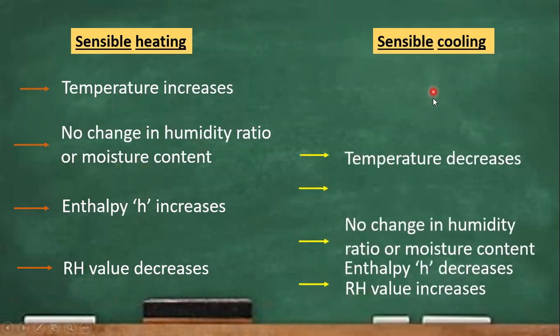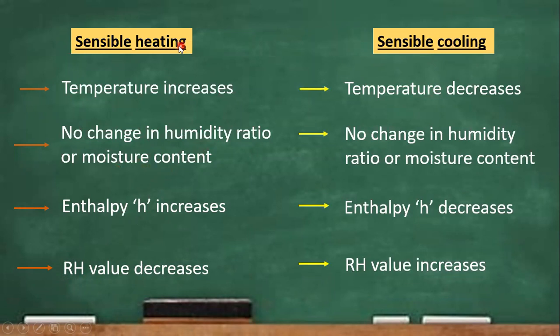Sensible cooling, cooling is exactly the opposite of heating. So where it is increasing, obviously here it decreases. As I told you, sensible heating as well as sensible cooling are represented by a horizontal line on the chart. So there is no change in moisture content in both cases. It is the same condition. But coming back to enthalpy, enthalpy decreases here, and the relative humidity value, as I told you in the previous slide, increases. So these are the differences between sensible heating and sensible cooling.